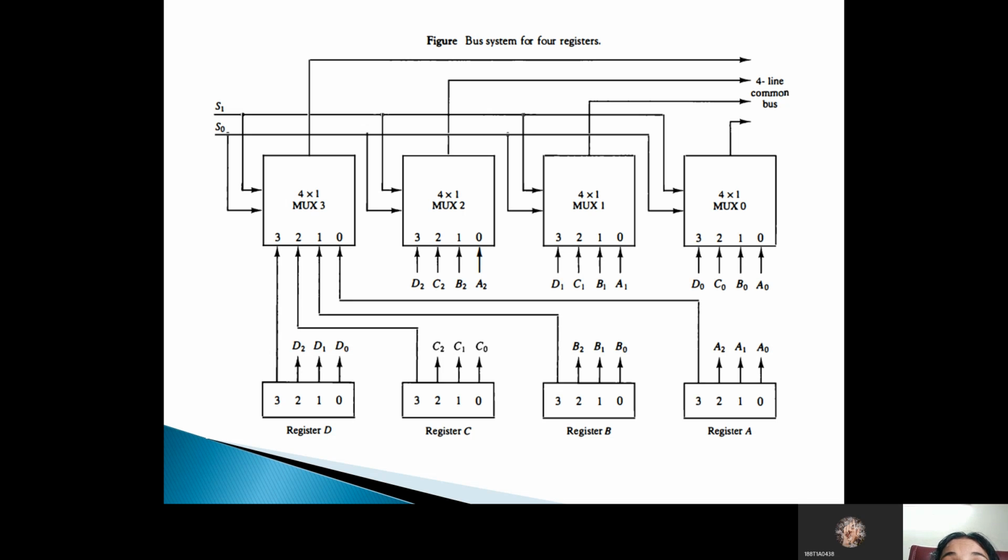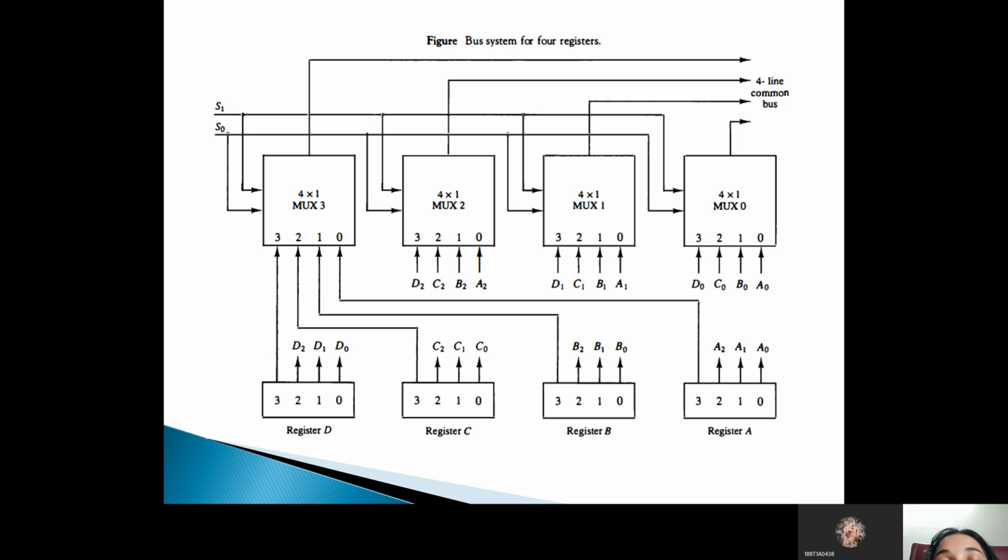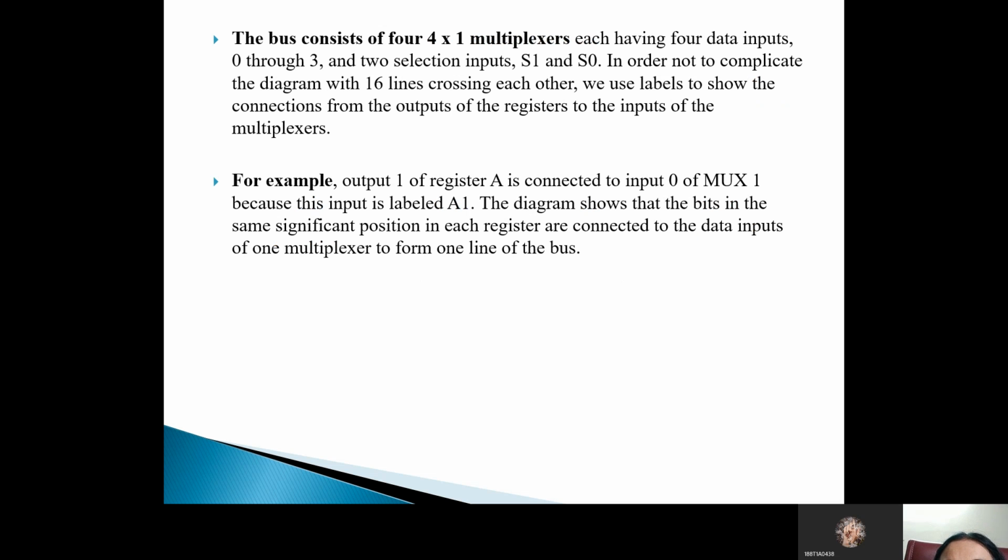So we learned some points about bus and memory transfer. In this bus structure, these are the multiplexers. We have 4 multiplexers and 4 registers: register A, B, C, and D, and the 4 multiplexers are 4 into 1. The lines we observe here in the diagram are the bus lines.